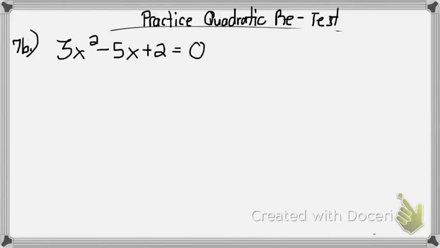Hello everybody, now I'm going to show you how to do number 7b. On this one you can choose whichever factoring method you would like to use, whether it's completing the square, quadratic formula, or regular factoring. So I'm going to start with completing the square.